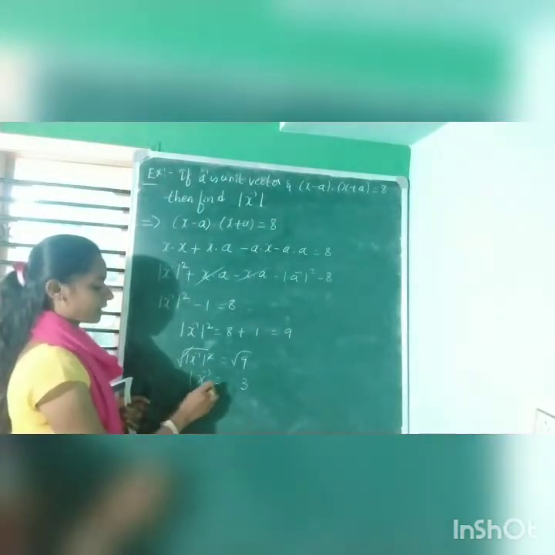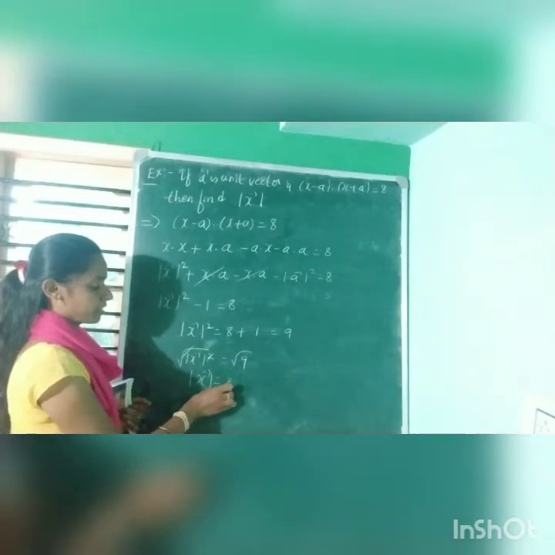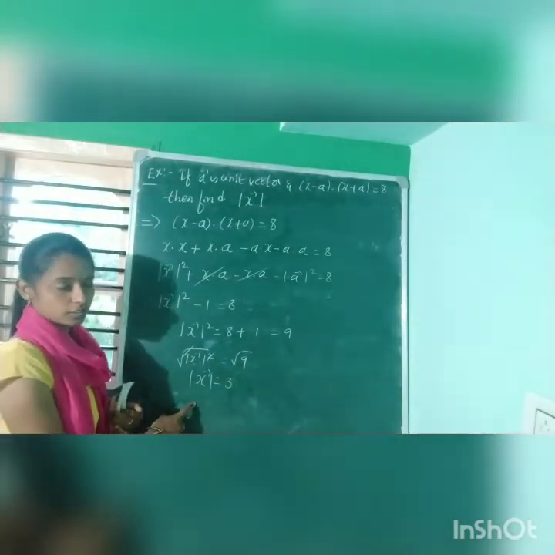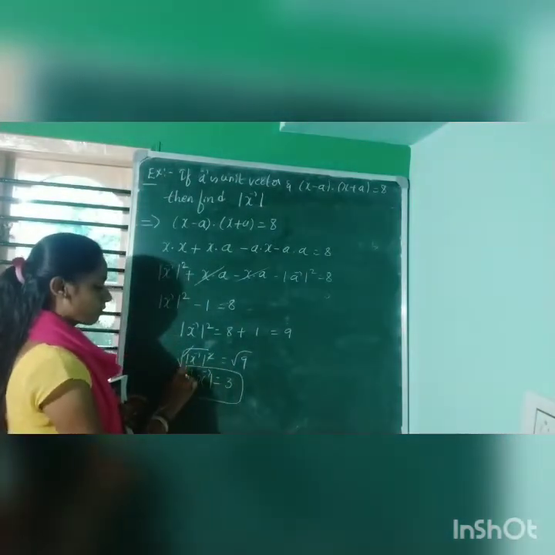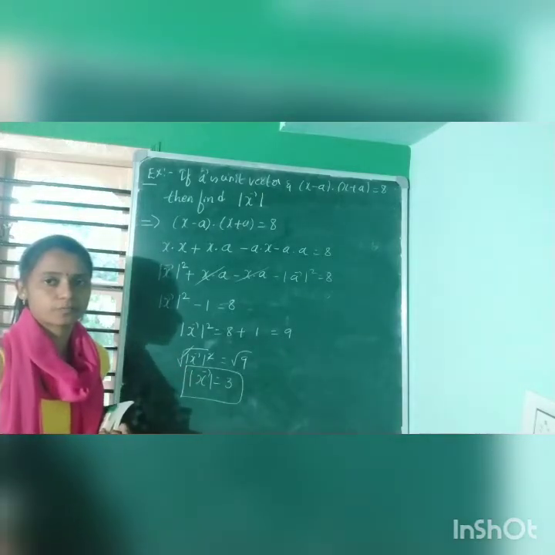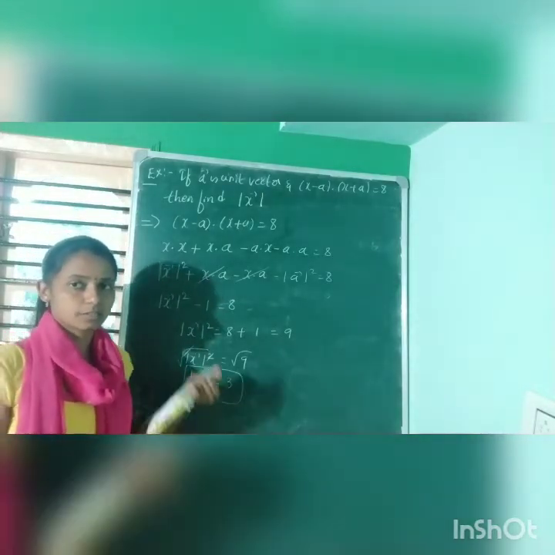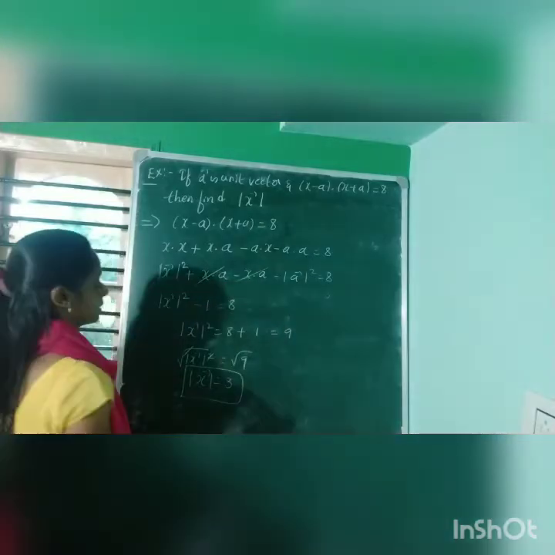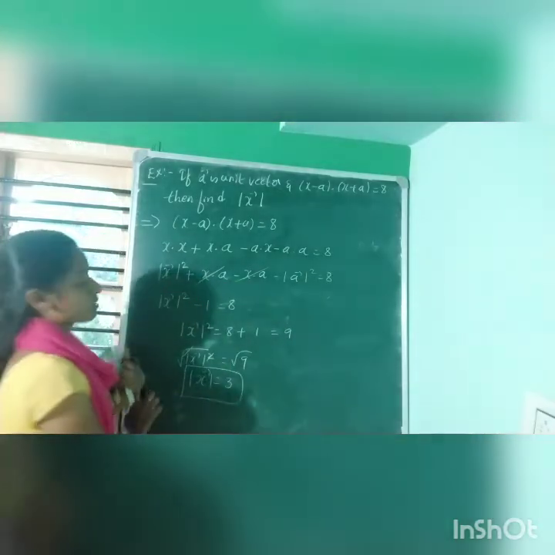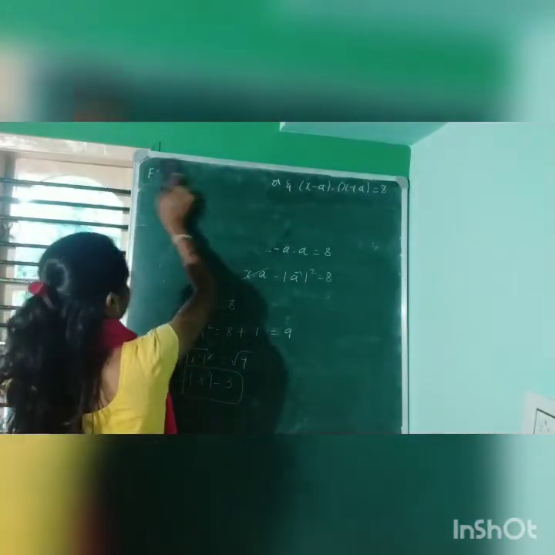Why? Because this magnitude is always positive, right? There is no negative value for this. Therefore, magnitude of x is 3. Is it clear? This is an important one. And in this dot product, the last concept is the projection of a vector.